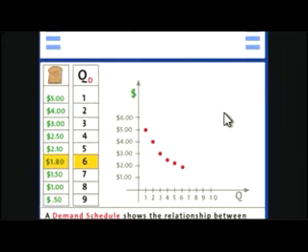And we get 7 loaves if the price is $1.50 per loaf. So that's going to be this point here. And we get 8 loaves if the price is $1 per loaf. So let's see if I can find that point. $1 and 8 loaves. And 9 loaves if the price is 50 cents per loaf. So that's this point here.